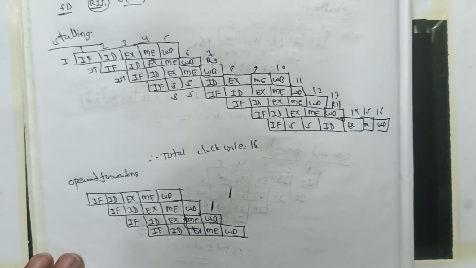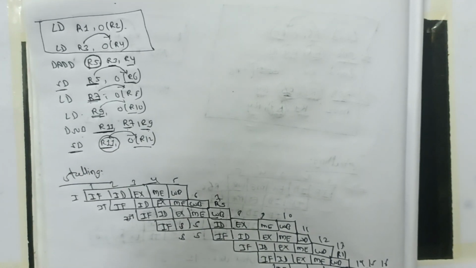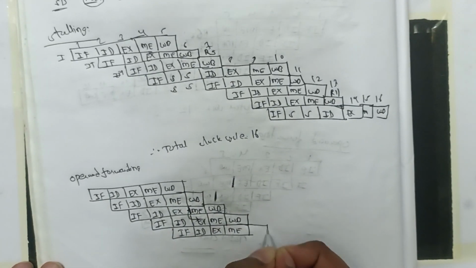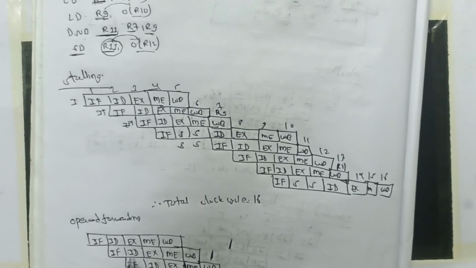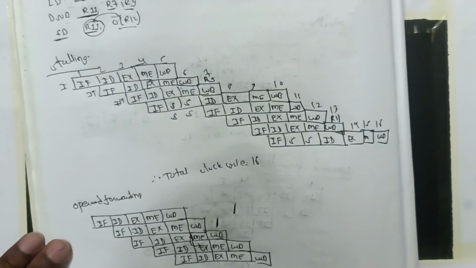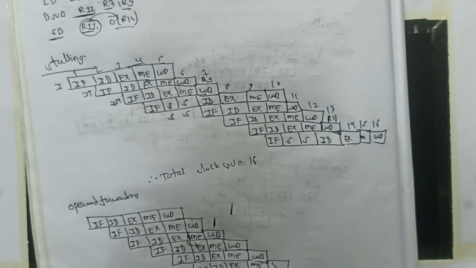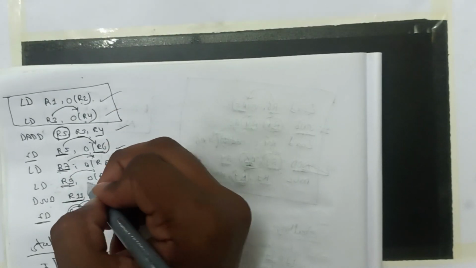Okay, and what is second? Load R7, is there any dependency? No dependency. IF ID EX MEM WB. Okay, 1 2 3 4 5, so 1 2 3 4 5 is done. Okay, load R9, no dependency. IF ID EX MEM WB. 1 2 3 4 5 6.